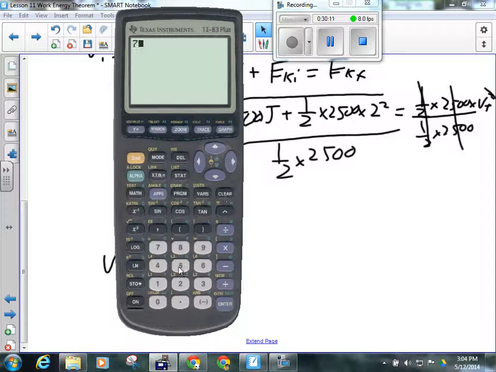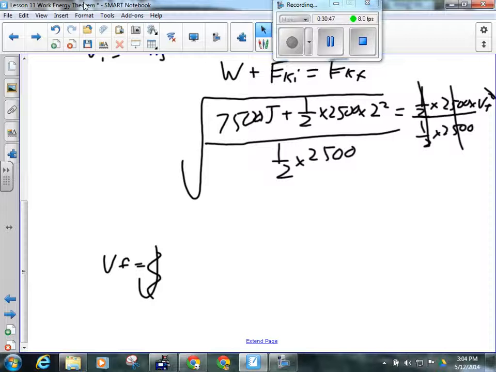Okay, 7,500 plus 0.5 times 2,500 times 4. That's better. Now we divide that by 0.5. That's better, 10. That gives us 10 meters per second as the final speed. Everybody with me there? All right, you're going to get time to practice this. Just like I said, this is the most important concept we take in physics. So you're going to get time to practice this. If you don't get it today, it's not too big a deal.